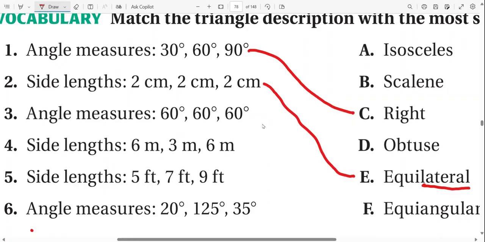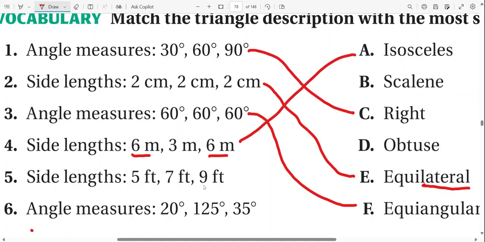Okay, if all the angles are 60, what do you call that? Equiangular. Very good, as opposed to equilateral. All right, if the side lengths are 6, 3, and 6, what do you call that? And why is that? Okay, at least 2 side lengths are 6. At least 2 side lengths are congruent. That's isosceles.